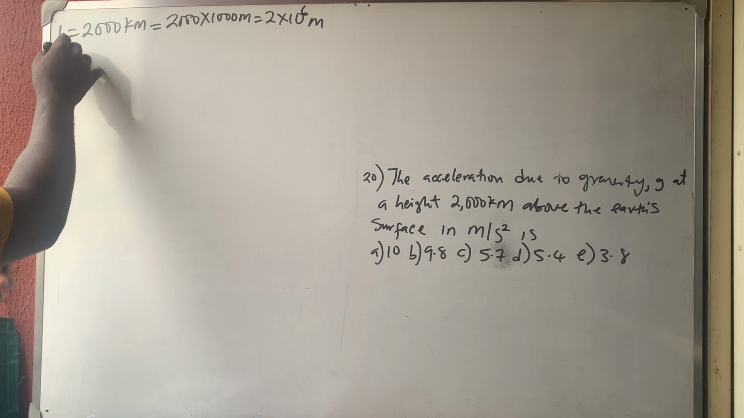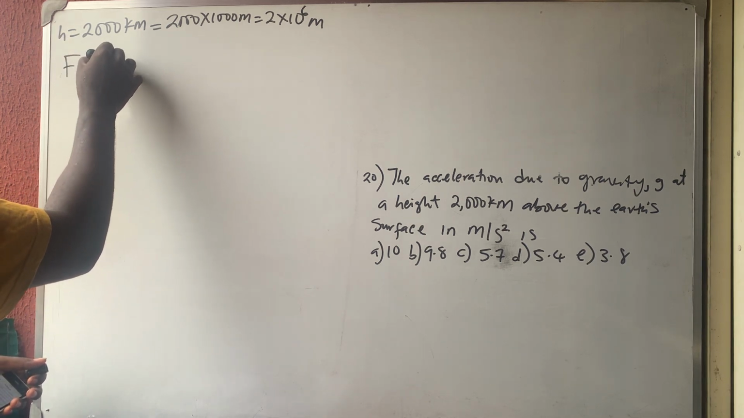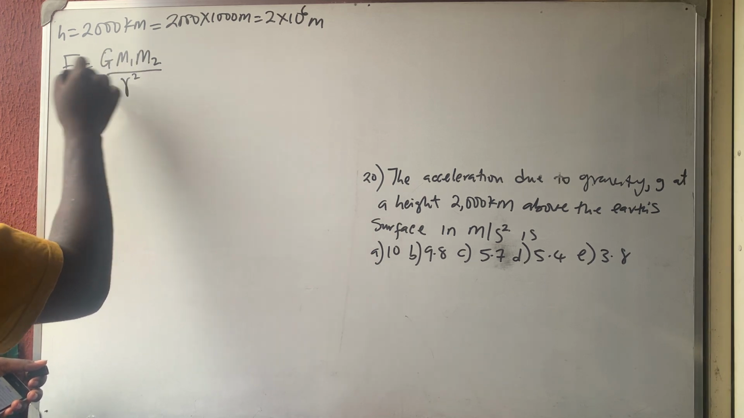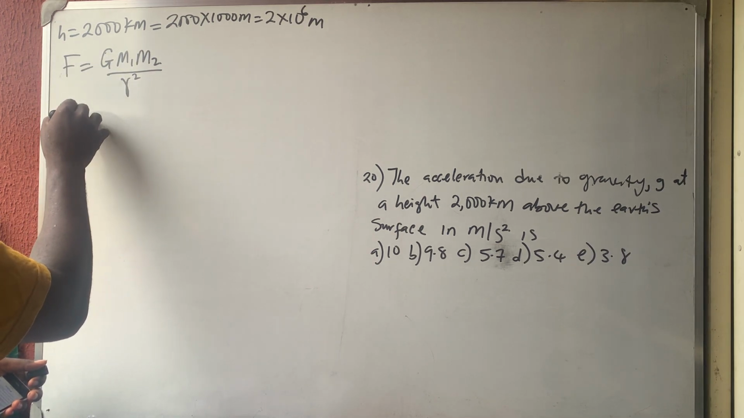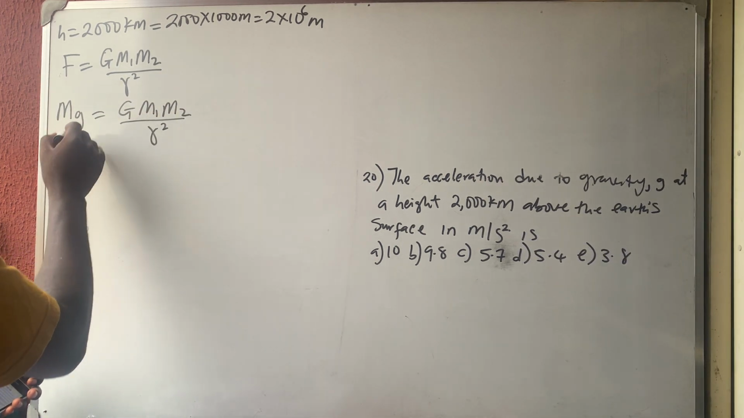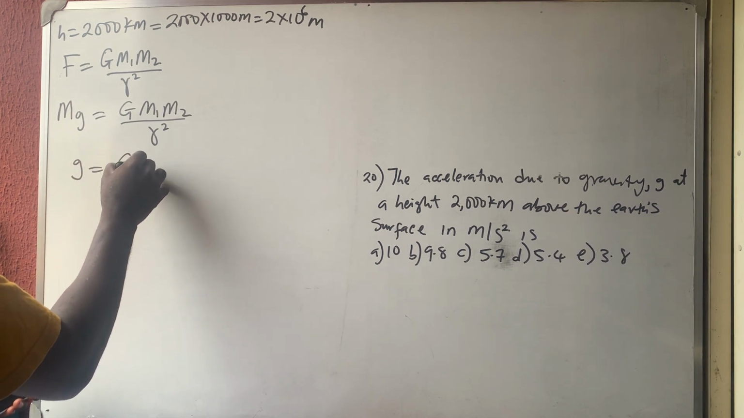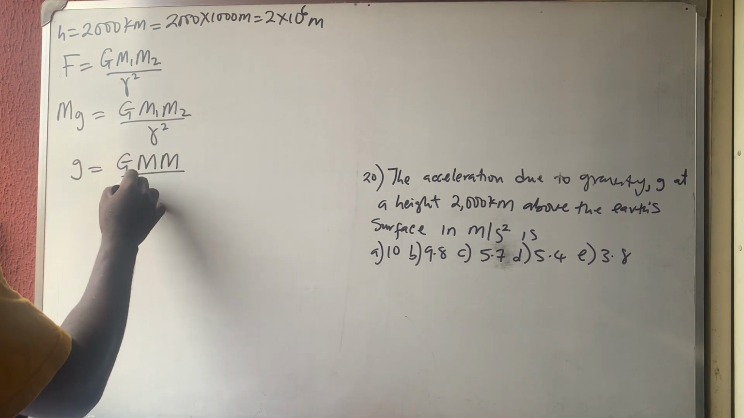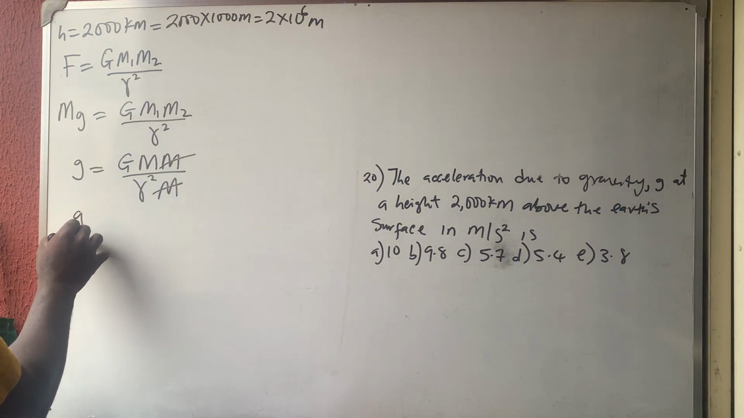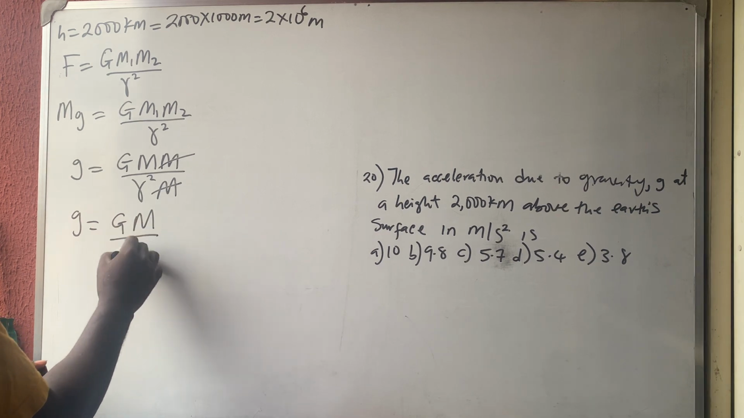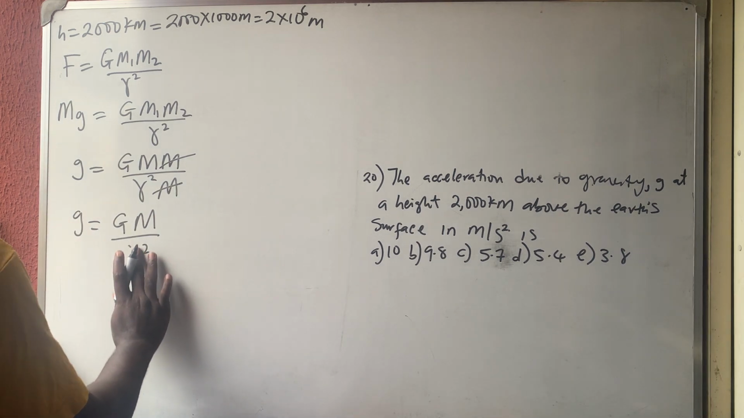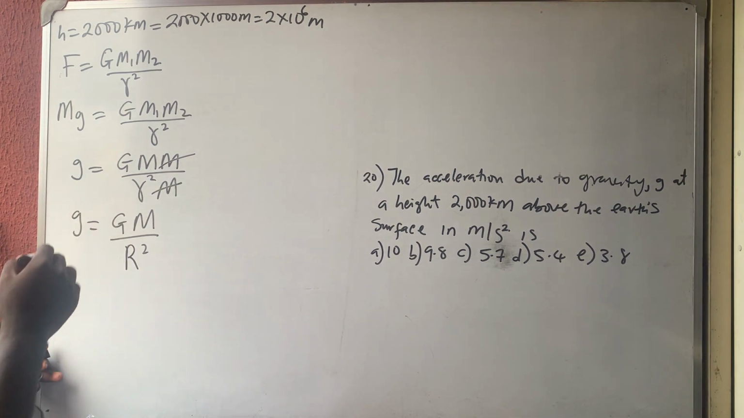But we know that F is equal to G m1 m2 all over R squared. So my F is Mg, equal to G m1 m2 all over R squared. If I'm looking for this small g, it will now be G m m all over R squared m. So one of these will take care of one of these. So g is equal to GM over R squared. But it's talking about the earth, so I will use capital letter R, radius of the earth.